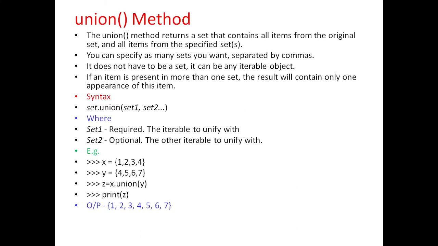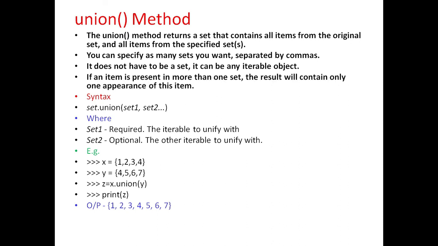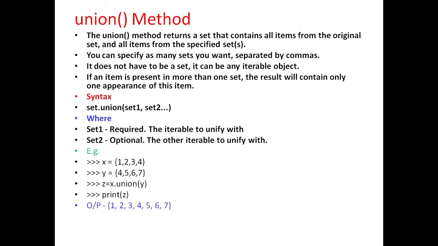Next is union. The union method returns a set that contains all items from the original set and all items from the specified set. You can specify as many sets as you want, separated by commas. It does not have to be a set, it can be an iterable object. If an item is present in more than one set, the result will contain only one appearance of this item. General syntax is set.union(set1, set2), where set1 is a required parameter and set2 is an optional parameter.